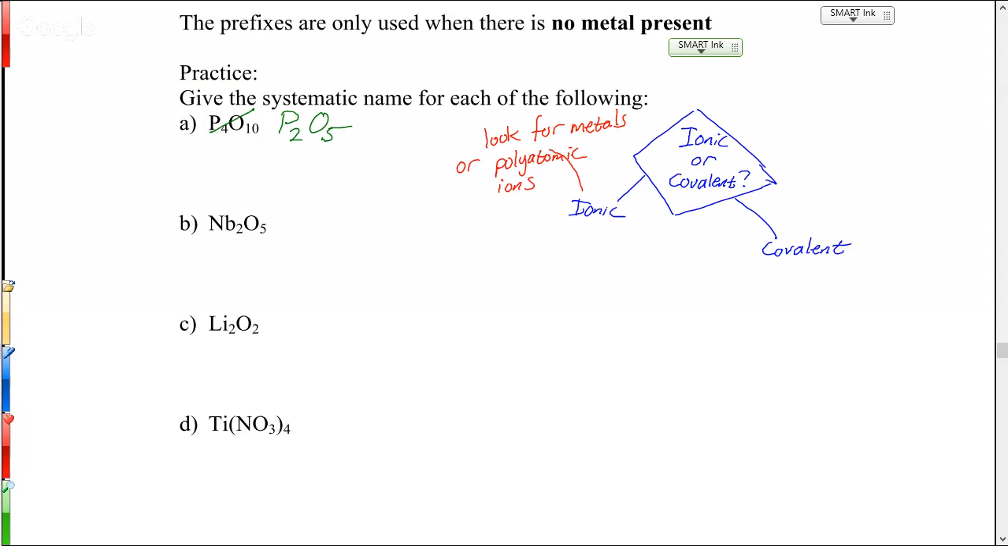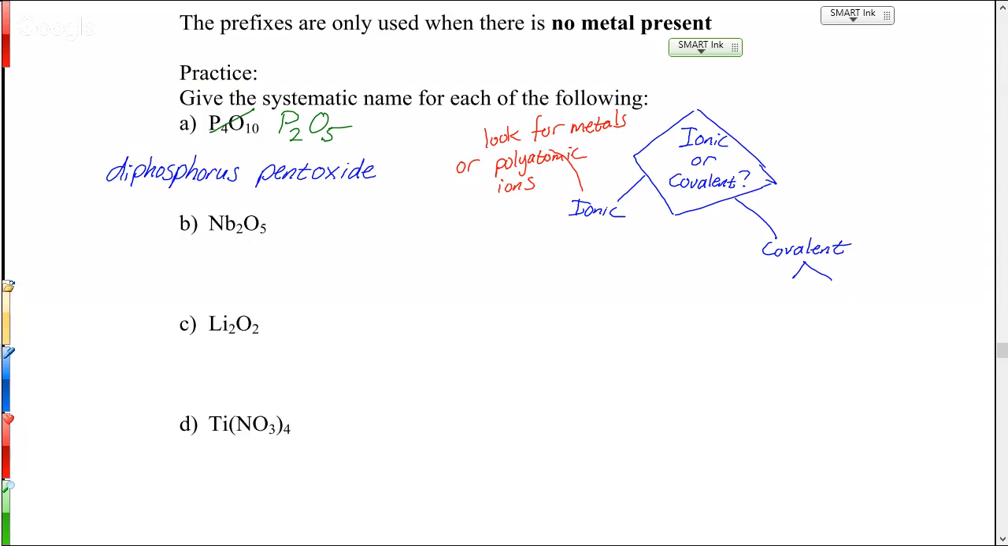Now there's another branch here that we haven't learned yet, but we'll get to that in a second. We'll just leave that there. So if it's covalent, how do we name it? Want to give it a try? Diphosphorus pentoxide.